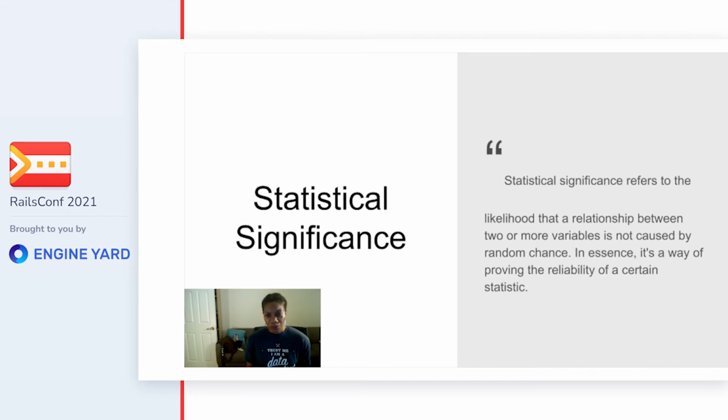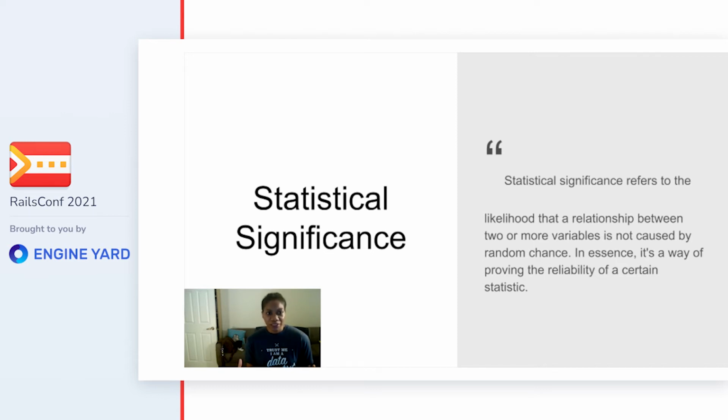Now, if control does better than the pink button, does that mean control is always better than the pink button? No, and this is where something called statistical significance comes into play. Statistical significance just means how certain are we that if we repeat this experiment, we are likely to get the same result? So this is a percentage from 0 to 100. And of course, the higher the percentage, the more confident we are in our results.